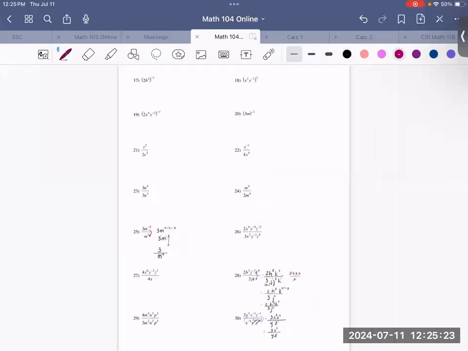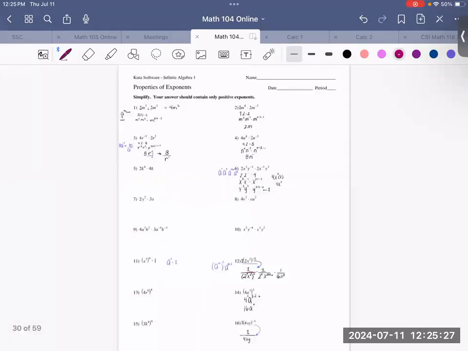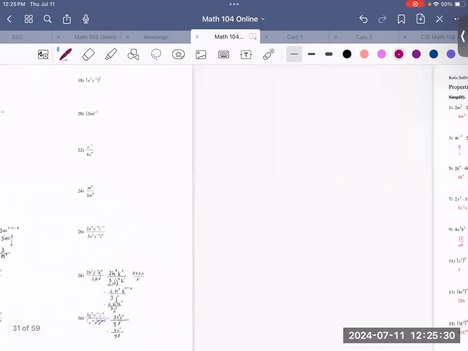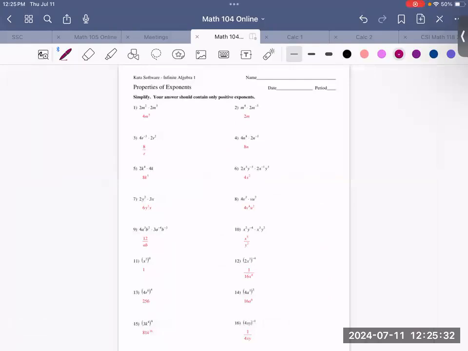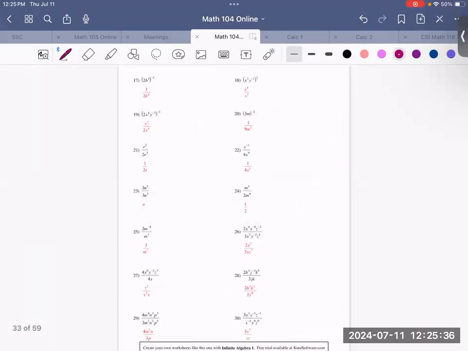All right, that is going to be it for today as far as these properties of exponents. I will quickly show the answer key in case you have worked these out or if you're pausing along and going through. And there's a second page.